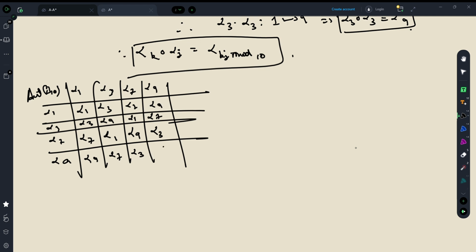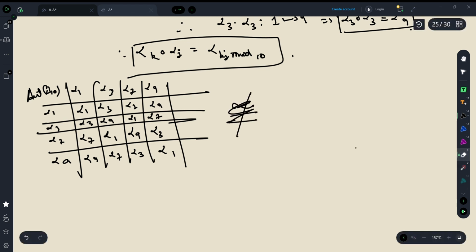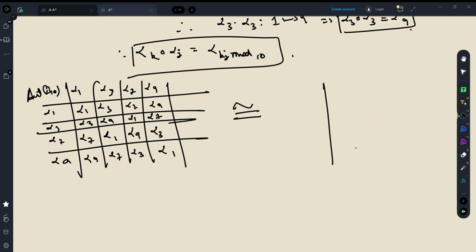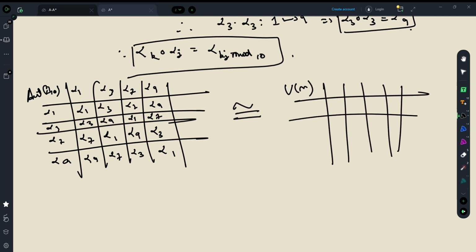Similarly, 9 times 1 is 9 modulo 10. 9 times 3 is 27, so it's 7 modulo 10. 9 times 7 is 63, which is 3 modulo 10. And 9 times 9 is 81, which is 1 modulo 10. Observe that this group structure is the same. That is, I need to say it's isomorphic. You can observe that this is actually isomorphic to U10.